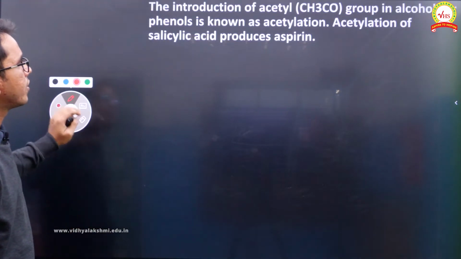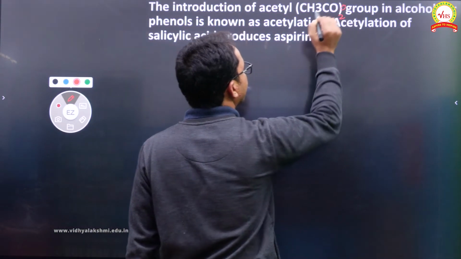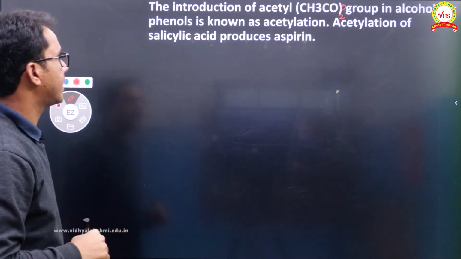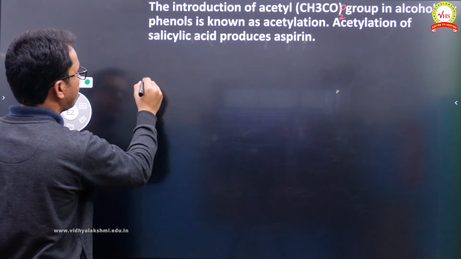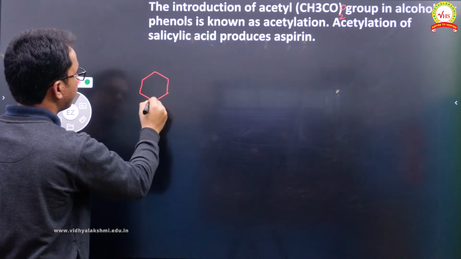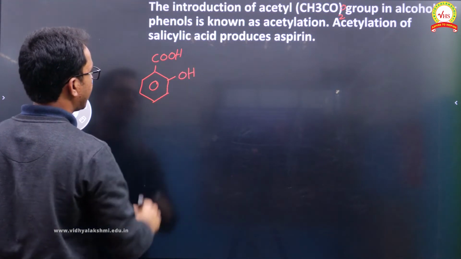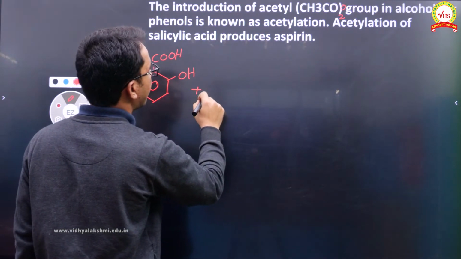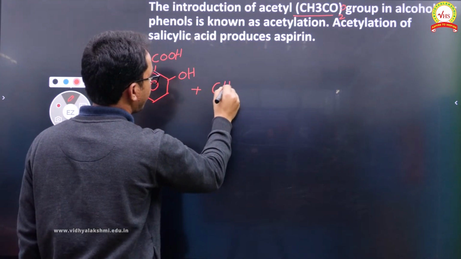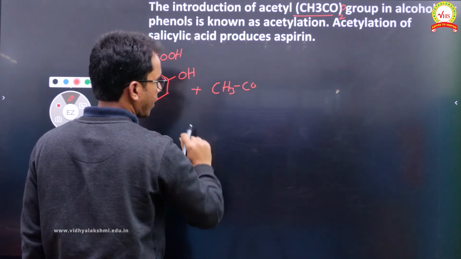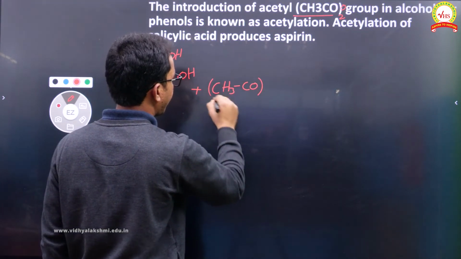Next, introduction of the acetyl group. The acetyl group, CH3CO, taken twice O group, in alcohols or phenols is known as acetylation. Acetylation of salicylic acid produces aspirin. Now, if we take, for example, salicylic acid over here, that is COOH and OH. This is salicylic acid. Now, what has to be done? Acetylation should take place, right? What is this one? CH3CO taken twice.